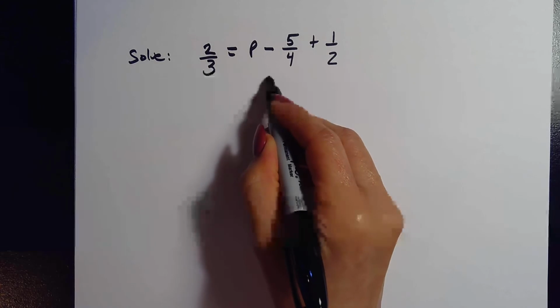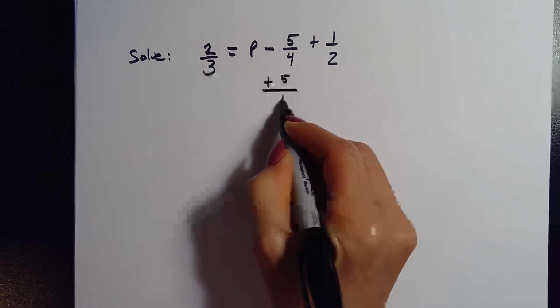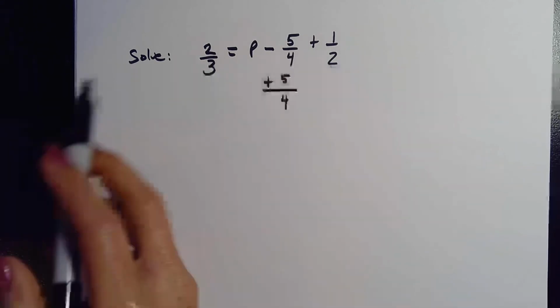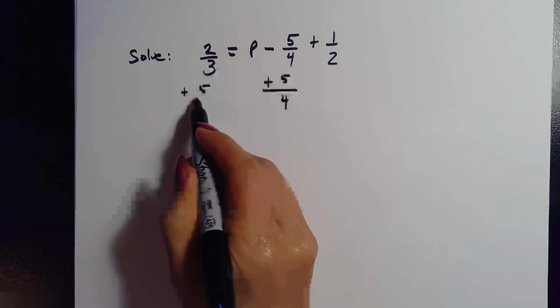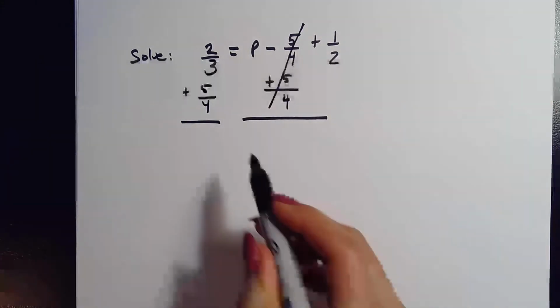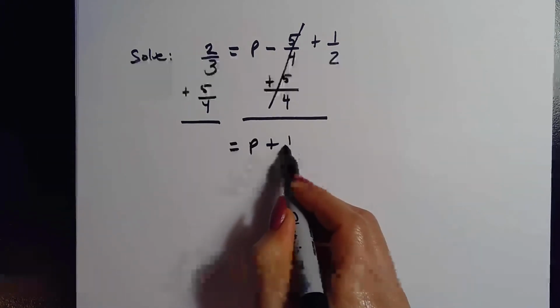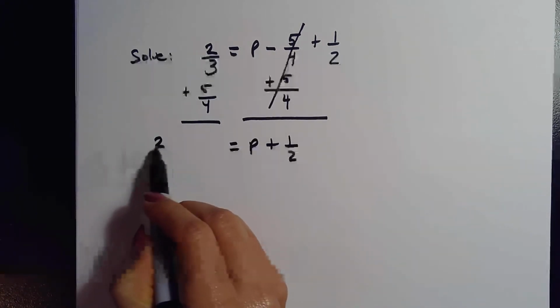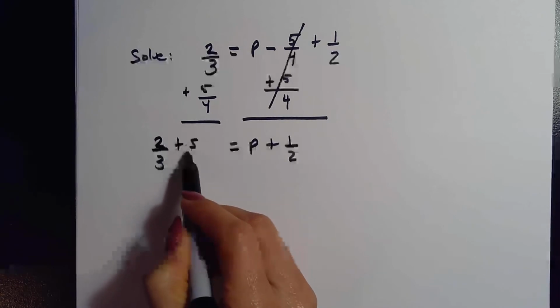So I'm going to add 5/4 to both sides, right? To move the negative 5/4 to the left. So I'm going to add 5/4. And so that's going to get rid of the 5/4. And I'm going to bring down the p plus 1/2. And then you bring down the 2/3 plus 5/4.